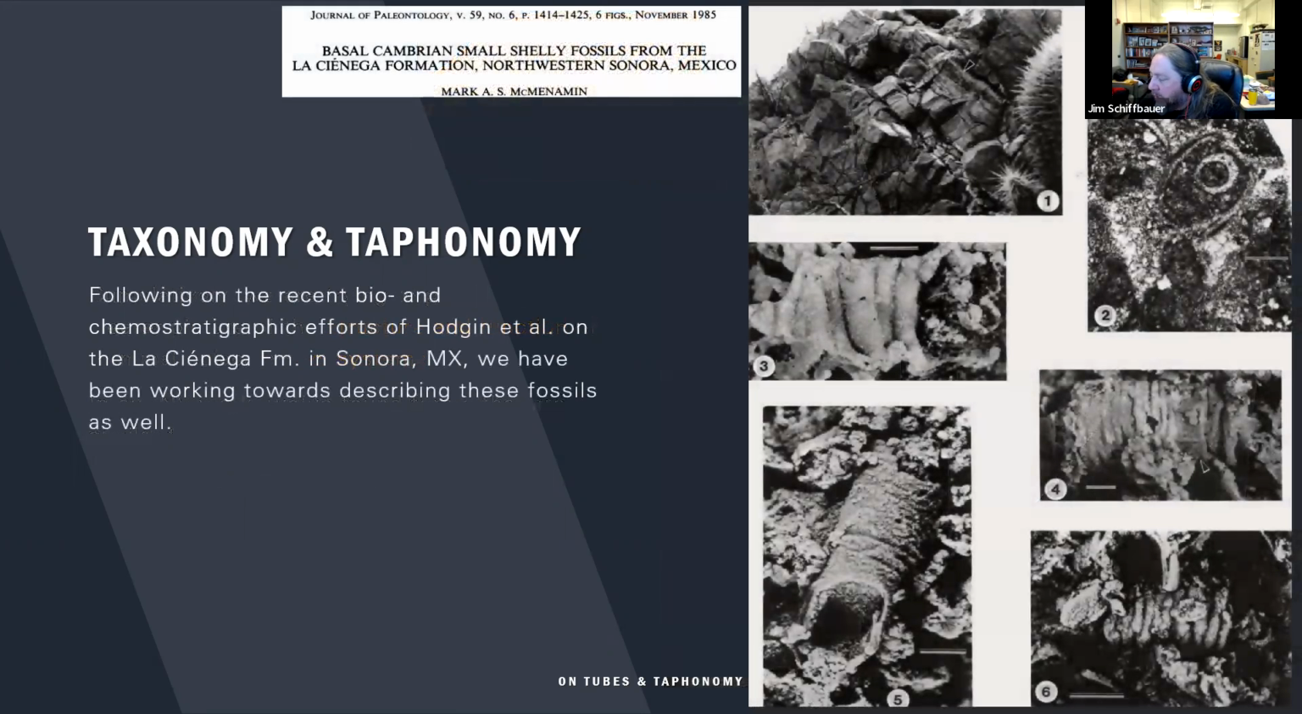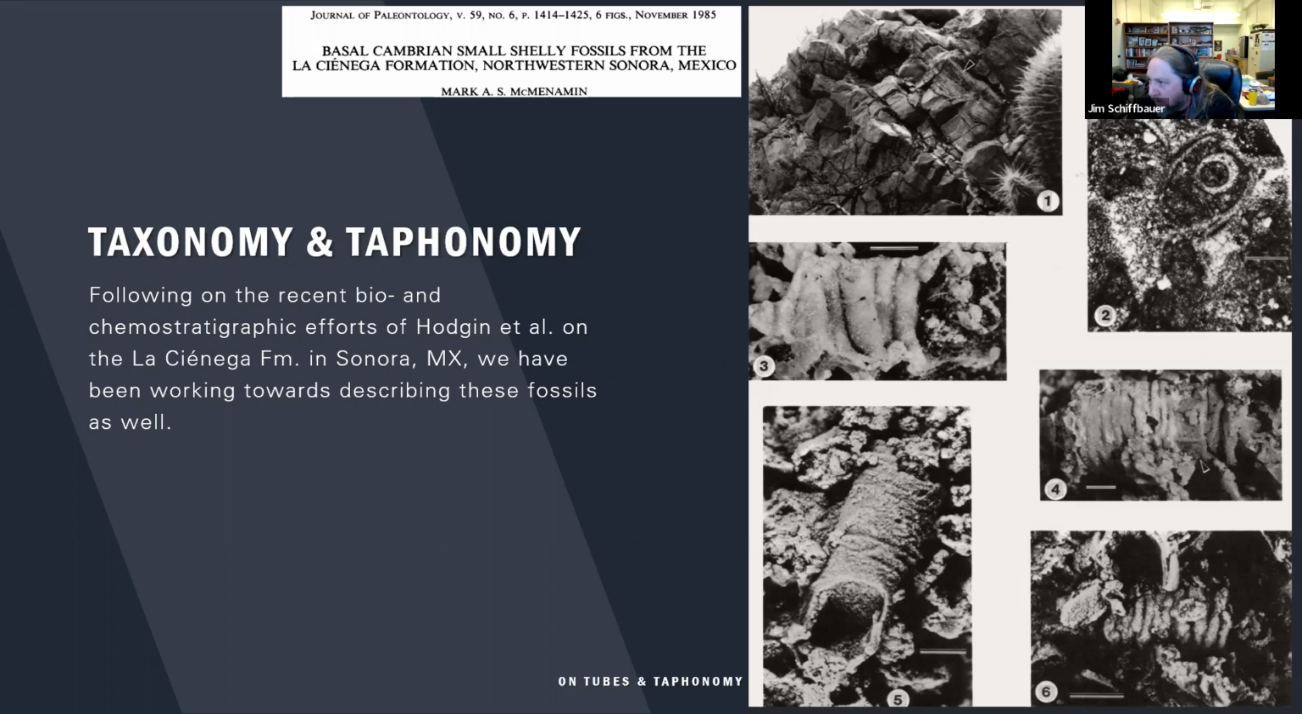And then finally, we're expanding, and this is again to keep co-opting Fred. He talked about the La Cienega formation a bit in his talk last week, and the recent paper from Hodgin et al. with Lyle and various others on that.